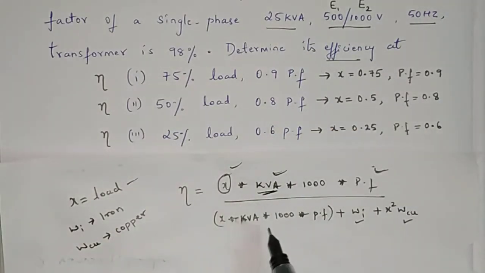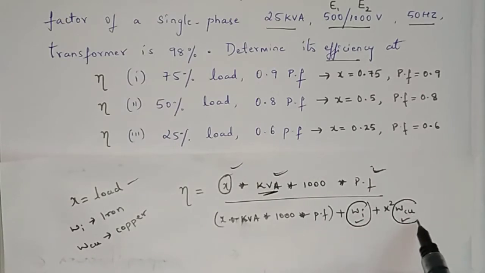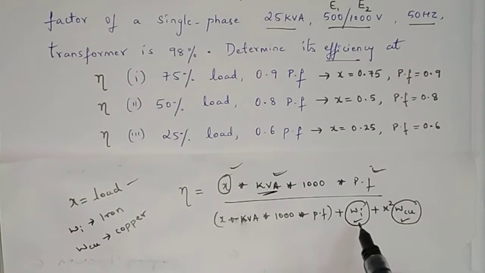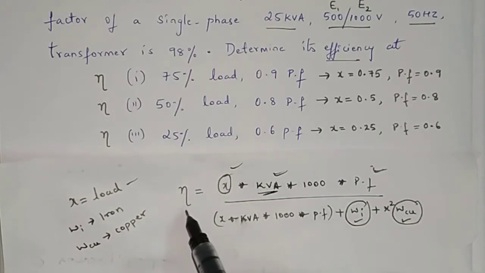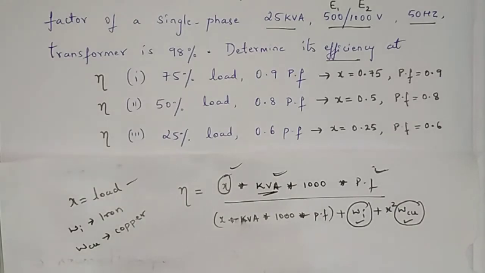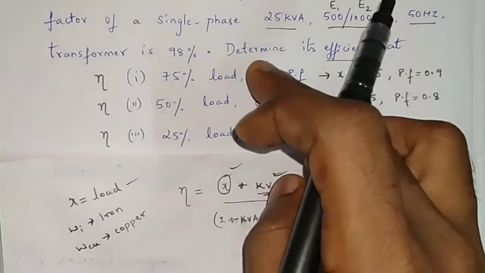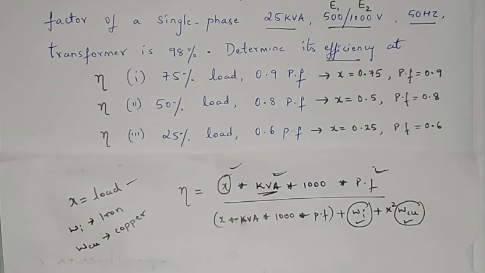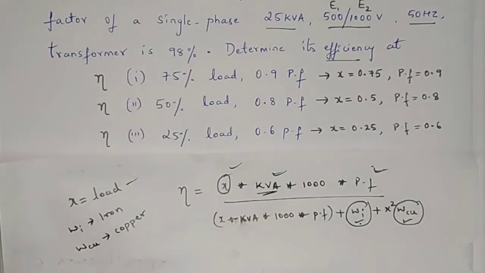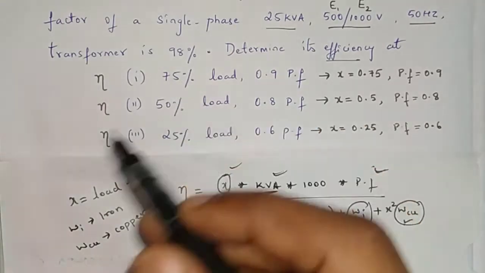kVA is 25. Now in the denominator, the losses are unknown; the remaining terms are all given in the problem. So I need to find out the losses if I want to find out the efficiency for each case. Losses will be the same: iron loss and copper loss values will be the same. If I find out the value, I can substitute for each case and find out the efficiency. So our first target is to find out iron loss and copper loss in order to find out the efficiency for each case.